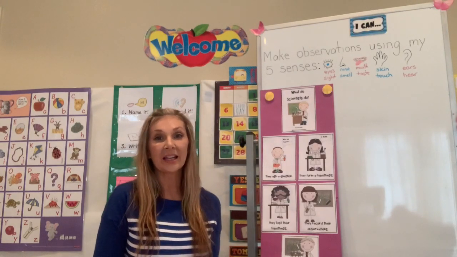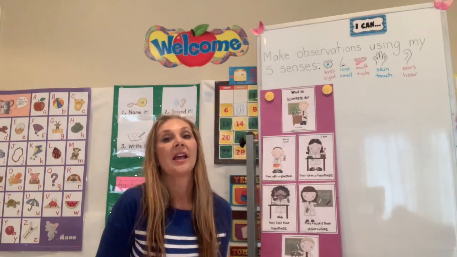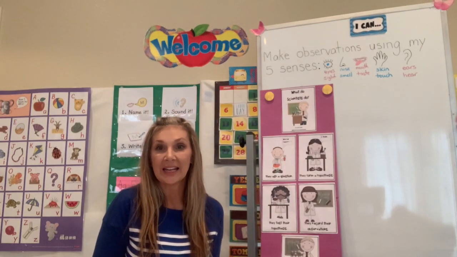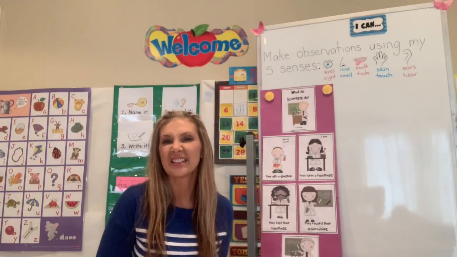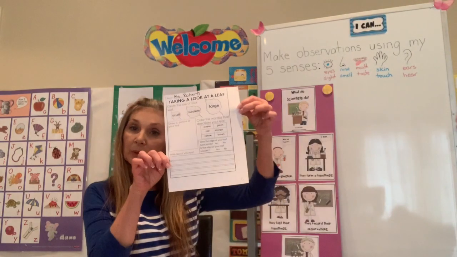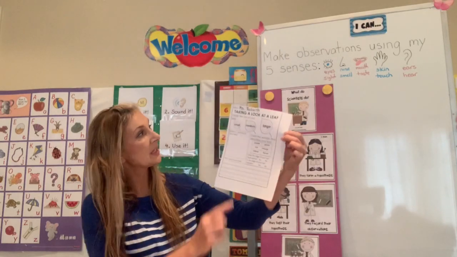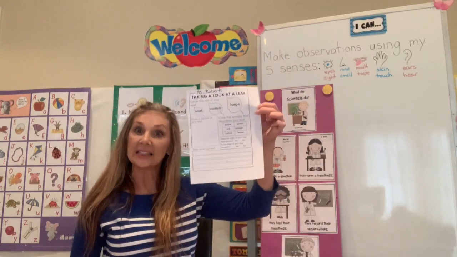You guys know that one of the things scientists do is make observations and record their data. Data is a fancy way of saying information, the things they find out, the things they notice. Well, today you are going to be using this worksheet. It's worksheet C, the letter C on the bottom. It says taking a look at a leaf.